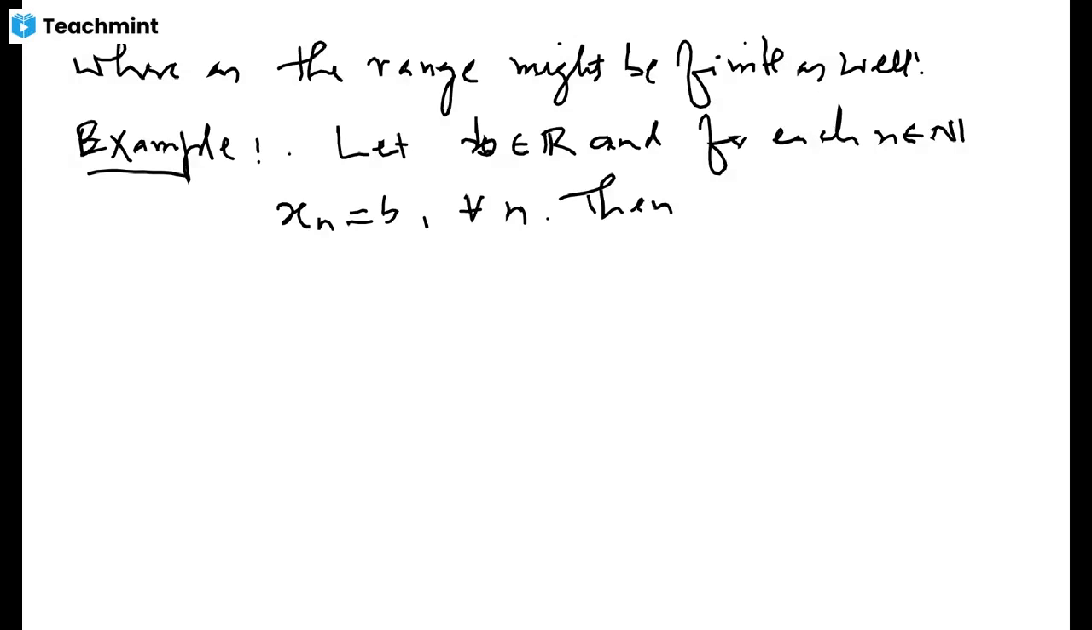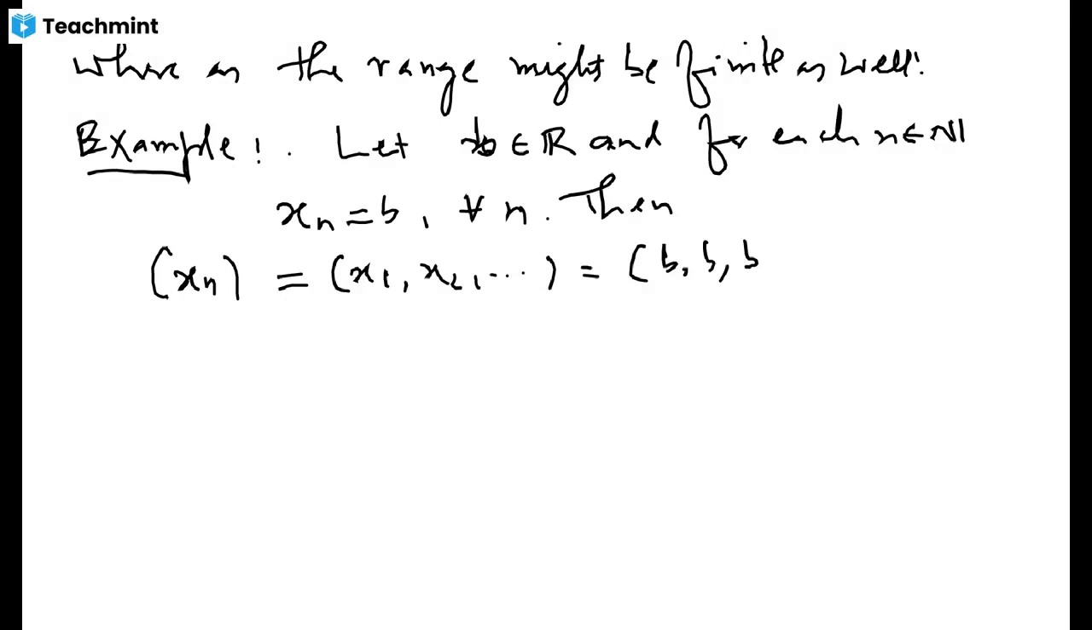we can see this sequence xn, which I can write in the order form x1, x2, which is nothing but b. At each place you have the same number. So this is a sequence, and since each term of the sequence is equal, all the terms of the sequence are the same. So in that case, such a sequence is called a constant sequence. We call it a constant sequence because as a function, this is a constant function.